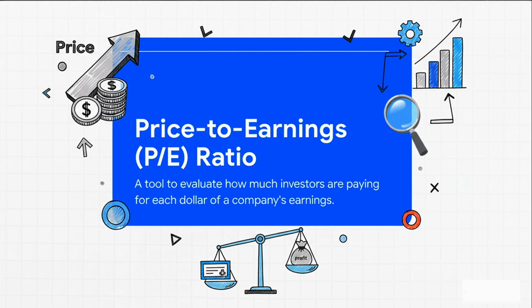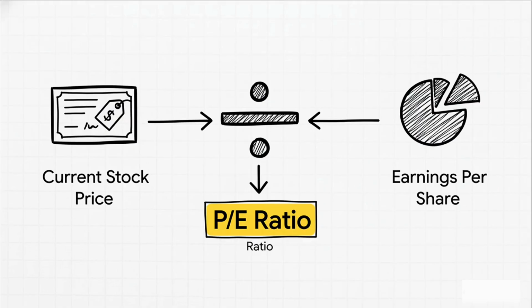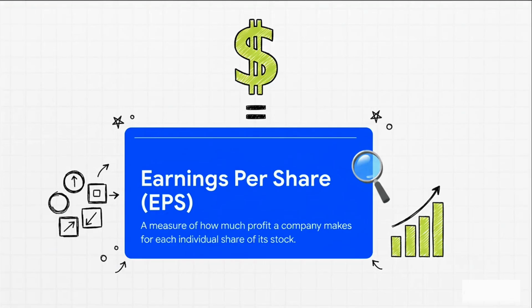Well, at its heart, it's just a simple comparison. It's what the market is willing to pay for a stock today versus how much profit that company is actually making. And the formula? It could not be simpler. All you do is take the current stock price and divide it by the company's earnings per share, or EPS for short. Okay, but what's this EPS thing, earnings per share?